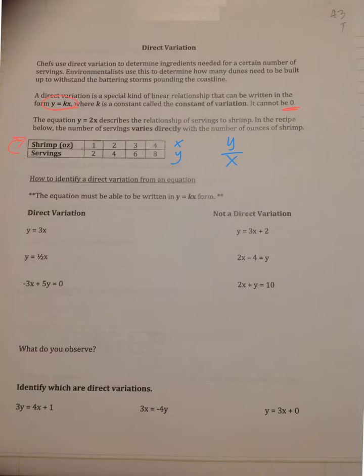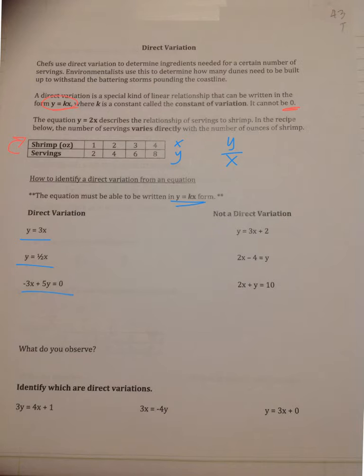So how do you identify a direct variation from an equation? The key is the equation must be able to be written in y equals kx form. Remember when we were doing standard form, we talked about ax plus by equals c. Now we have this form here, y equals kx. Y equals 3x is a direct variation. Y equals 1/2 x is also direct variation. But so is this, negative 3x plus 5y equals 0. This is standard form, but why do you think it's a direct variation?